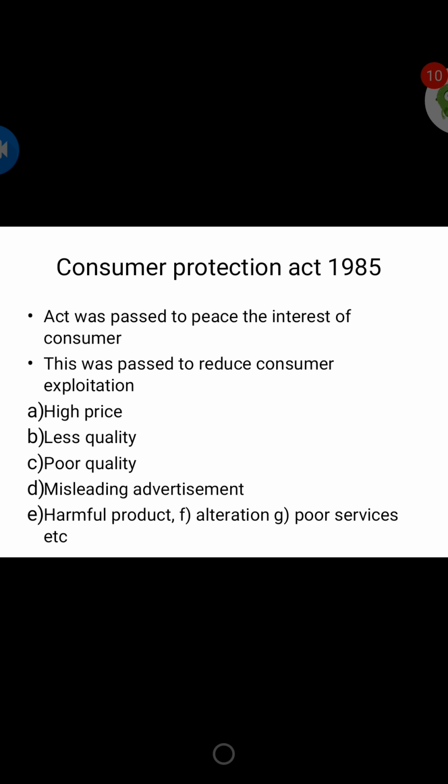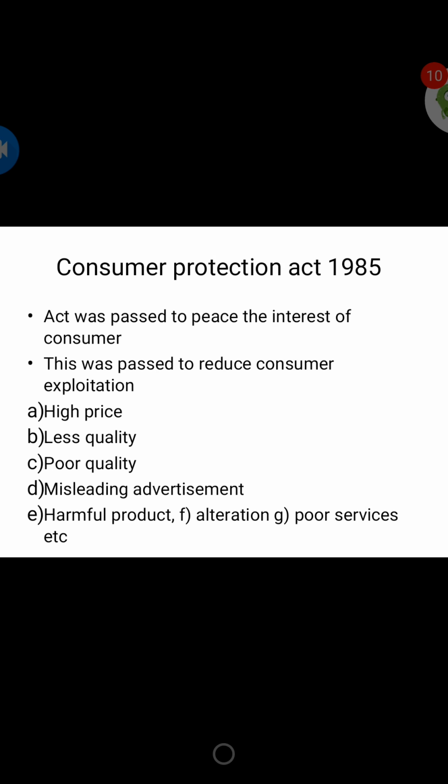Like high price. Sometimes the seller is going to sell the product at a high price. Who will be suffering here? The consumer is going to suffer. Then less quality and poor quality. There is a difference between them. Less quality means you provide the product with less quantity than stated. For example, you say it is 1 kg, but actually it has only 500 grams. Poor quality means the quality is not good.